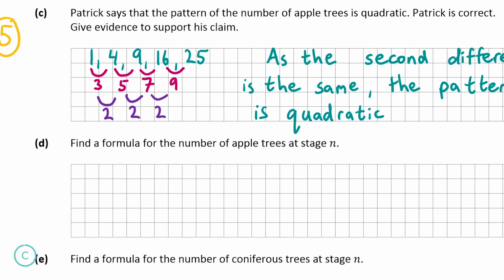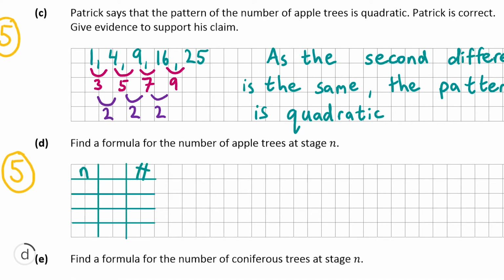Now let's have a look at part D. The question is worth 5 marks, and we have to find a formula for the number of apple trees at stage n. The first thing I'm going to do is draw out a quick table of the number of apple trees at each stage of the pattern. So let me just draw that out now.